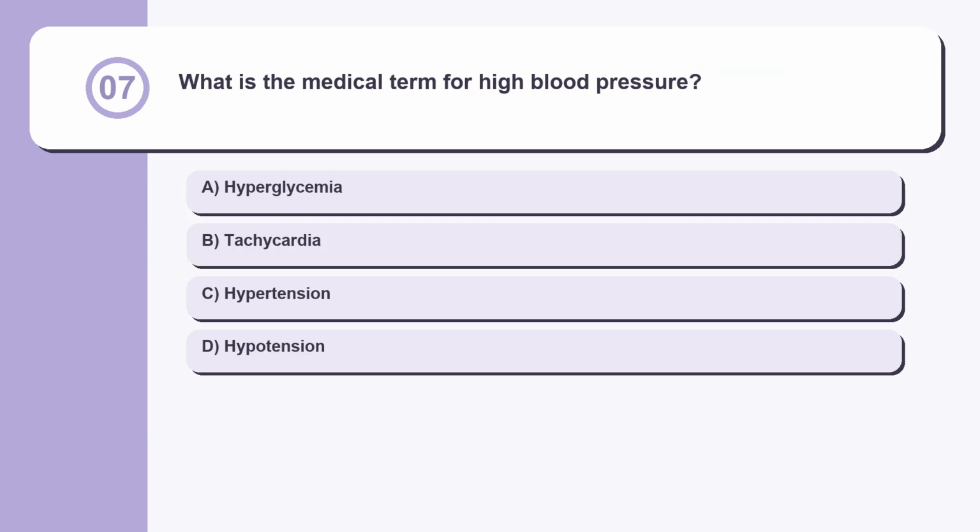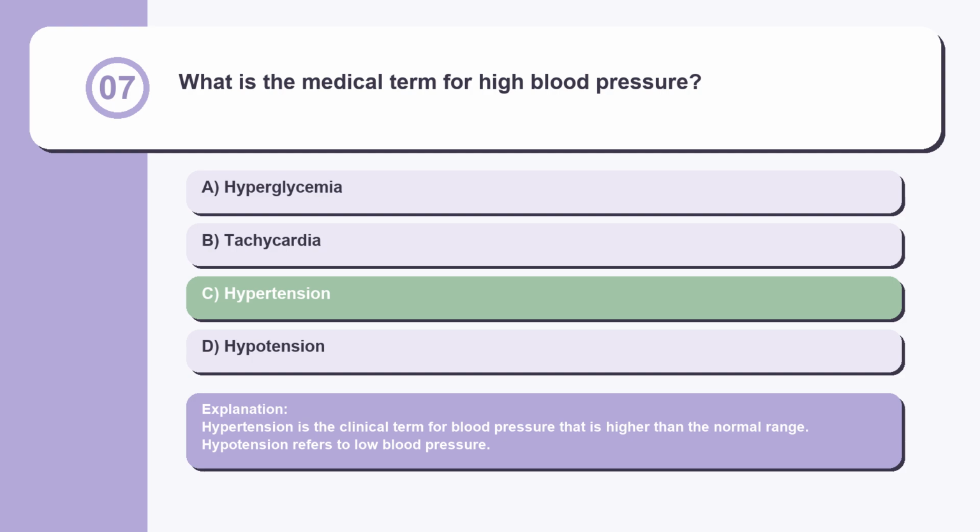Question 7. What is the medical term for high blood pressure? Hyperglycemia, tachycardia, hypertension, hypotension. Hypertension is the clinical term for blood pressure that is higher than the normal range. Hypotension refers to low blood pressure.